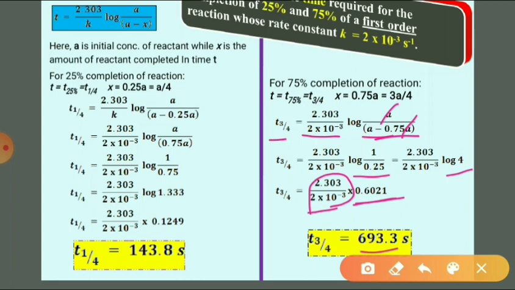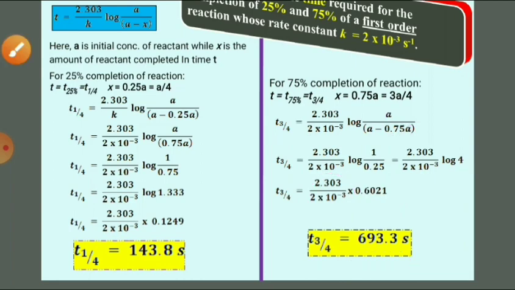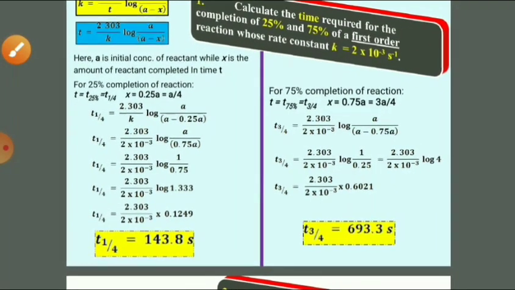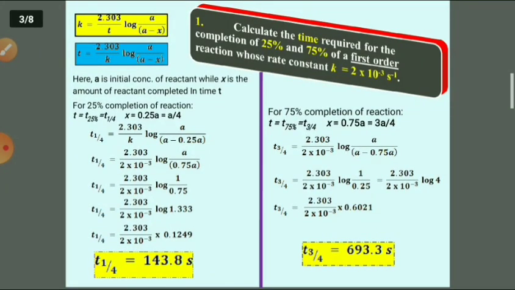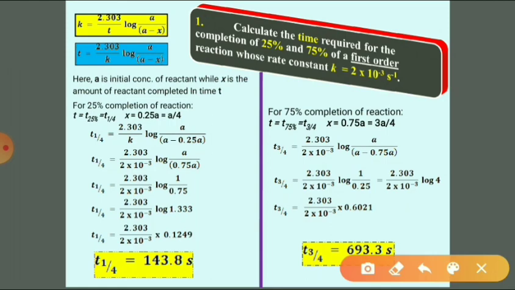So in this way we have solved for both the time required for the 25% as well as the 75% reaction. In this way we can solve the given problem, where the time needs to be calculated for 75% and 25%, and the only given data is the rate constant.